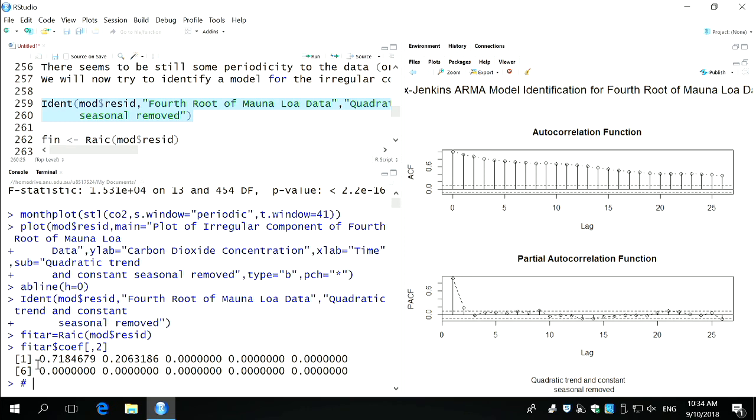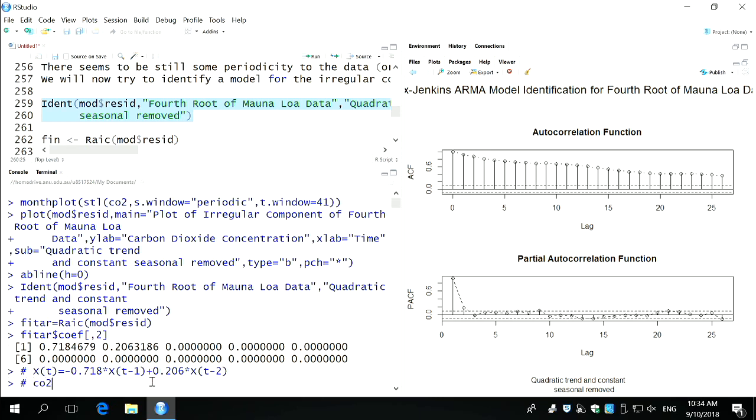So my model for dependence is going to be xt equals 0.718 times xt minus 1 plus, sorry, that was a minus sign in front of that, wasn't there? Minus 0.718 times xt minus 1 plus 0.206 times xt minus 2. That's my dependence part. My main model is CO2 equals, and you've got quadratic trend. I'm not going to type it all out, you'll kill me. Plus, you know, constant seasonal. Plus xt. That's how you would write it. And you fill out all those coefficients. Again, too much to type.